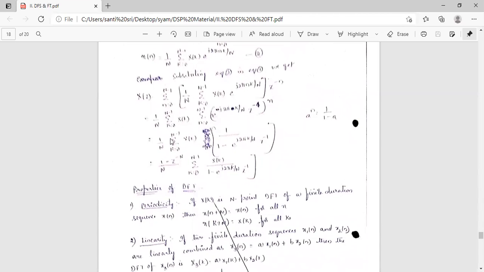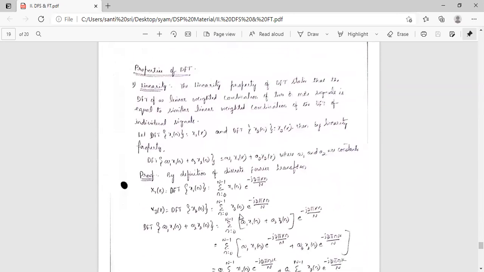So it will become 1 by n sigma k equal to 0 to n minus 1 x of k into 1 by 1 minus alpha. It is z power, it is alpha power n. It will become 1 by 1 minus alpha. It is also in the form of 1 by 1 minus alpha. Okay. So that it will become 1 by n into 1 by n with z power minus n into sigma k equal to 0 to n minus 1 x of k by 1 minus e power minus j 2 pi k n by n into z power minus 1. Okay. So this is a comparison of DFT with the Z transform.